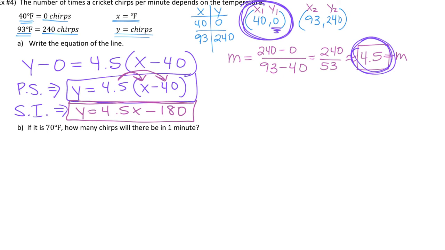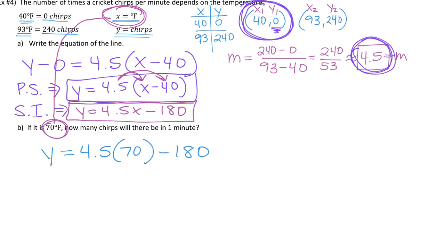The question is, if it's 70 degrees, how many chirps will there be in a minute? Remember, degrees was our x value. So where are we dropping that 70 in? In place of the x. So you would say y equals 4.5 times 70 minus 180. And that you can just plug into your calculator. That comes out to 135 what?